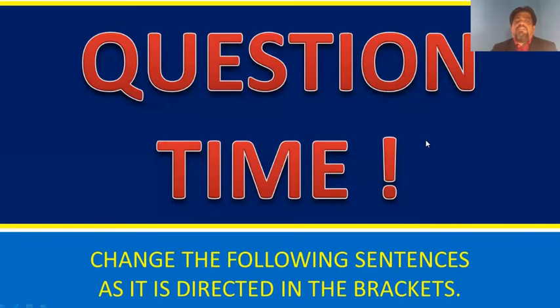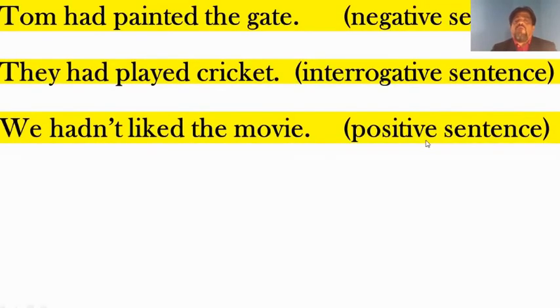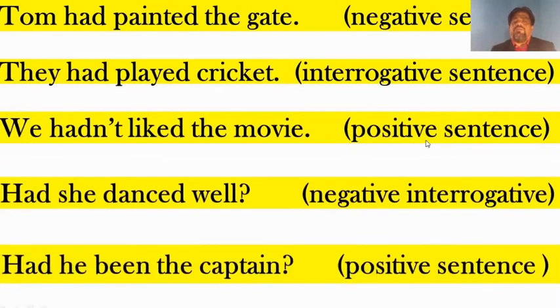Okay, let us see the question once again. Change the following sentences as directed in the bracket. In the bracket, some instruction is given. You have to change accordingly. There are 1, 2, 3, 4, 5 sentences, and you are asked to change them in a specific way as given in the bracket.